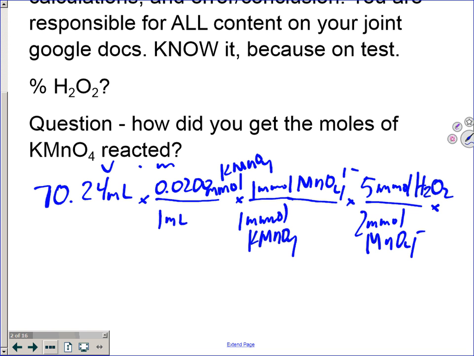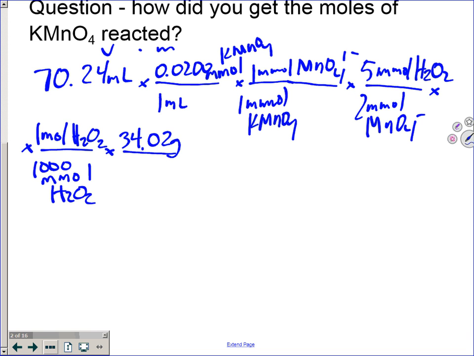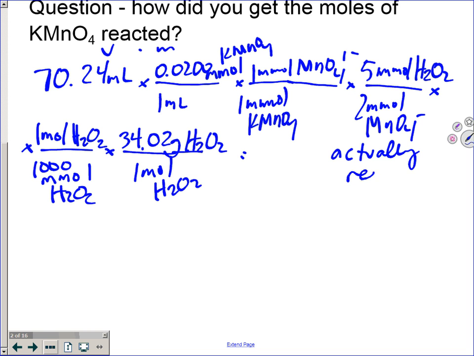So then from here, I'm going to go to moles now just so I can work in moles and grams. So 1,000 millimoles of hydrogen peroxide is equal to 1 mole of hydrogen peroxide. And what's the molar mass of that guy? 34.02. Oh, something. Okay. Grams of hydrogen peroxide is equal to 1 mole of hydrogen peroxide. Okay. And then this gets you to grams of hydrogen peroxide actually reacted, which was in this hydrogen peroxide solution. So we'll get this value.